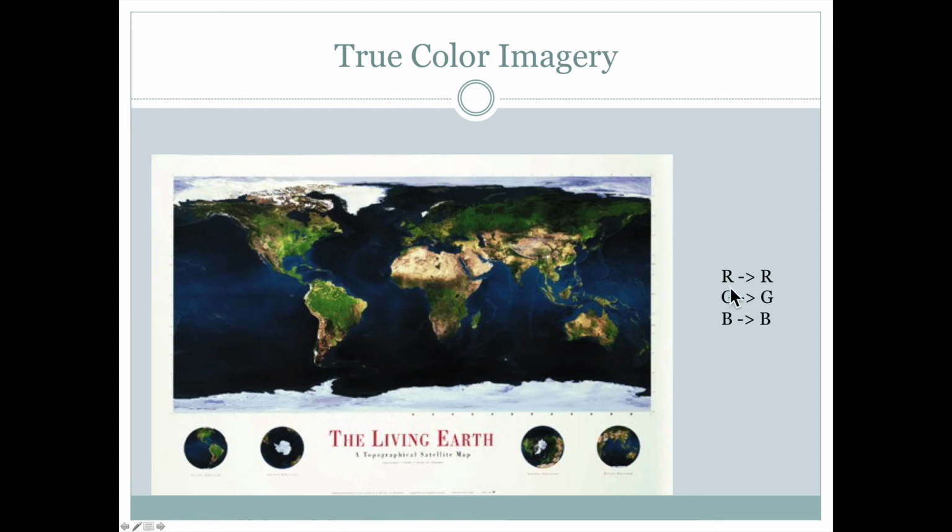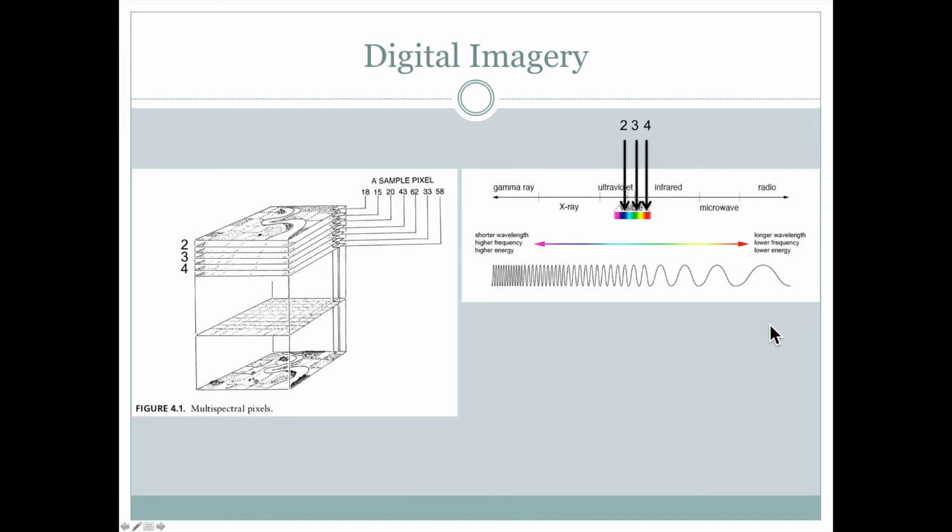So in a true color image, we can think red is being mapped to the display color red, or what's measured as red by the satellite is being mapped to the display color red. What's measured in green by the satellite is being mapped to the display color of green. And what was measured in blue by the satellite is being mapped to the display color of blue. This is what we typically do, but we don't always do this.